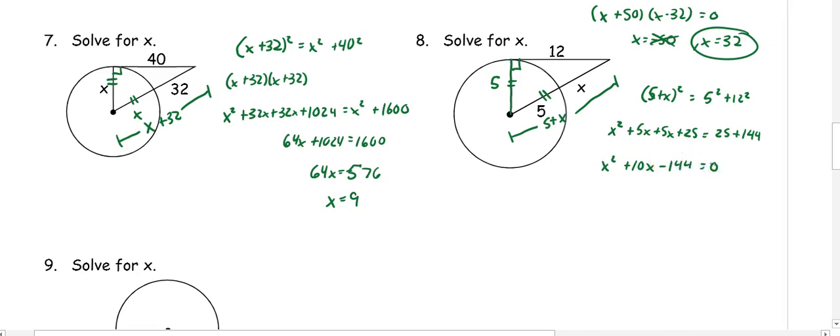So we need two numbers that multiply to negative 144 and add to 10. So we'd have x plus 18 and x minus 8 equals 0. When we switch the signs, x is negative 18, which would not work as a solution, and x equals positive 8.